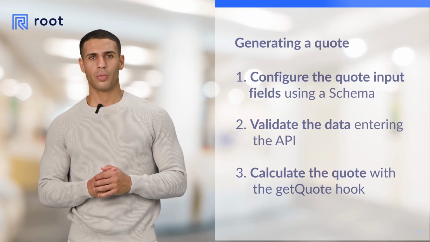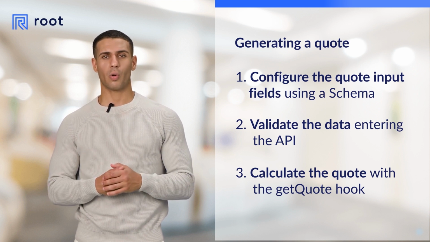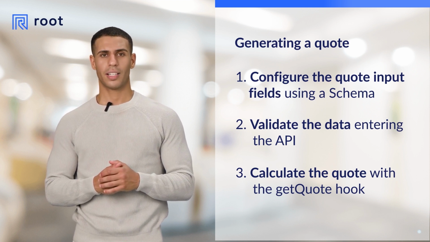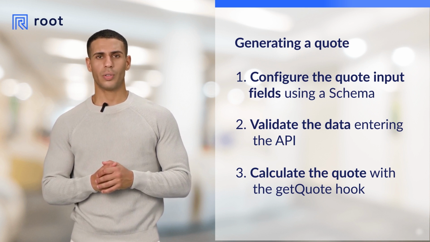This comprehensive process, from the configuration of quote input fields using a schema to quote package creation in the code hook, is what it entails to define the quoting parameters and generate an insurance quote on Root.